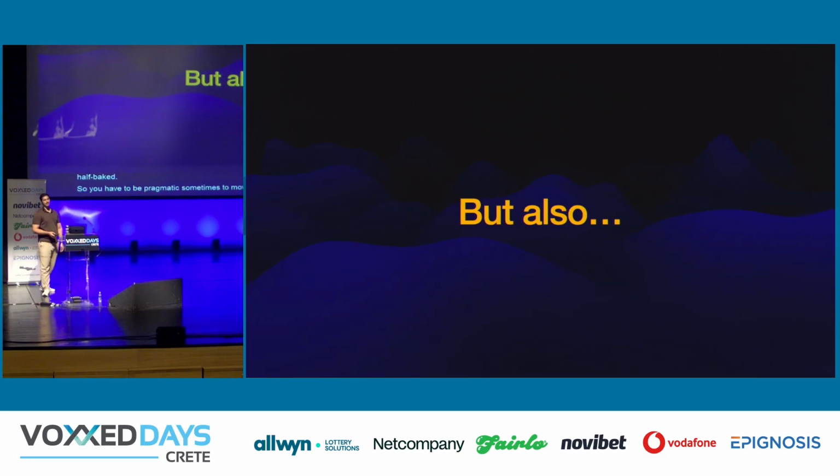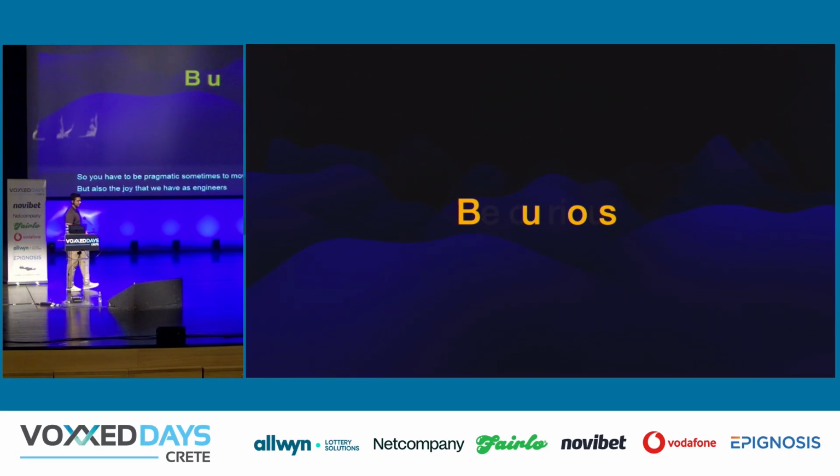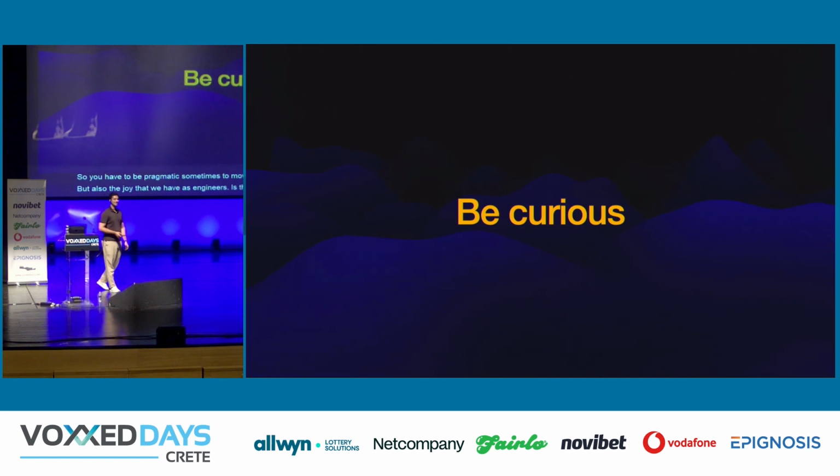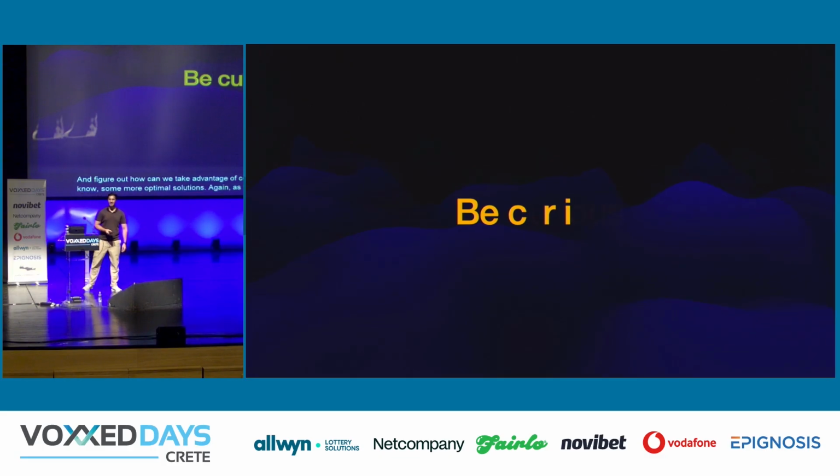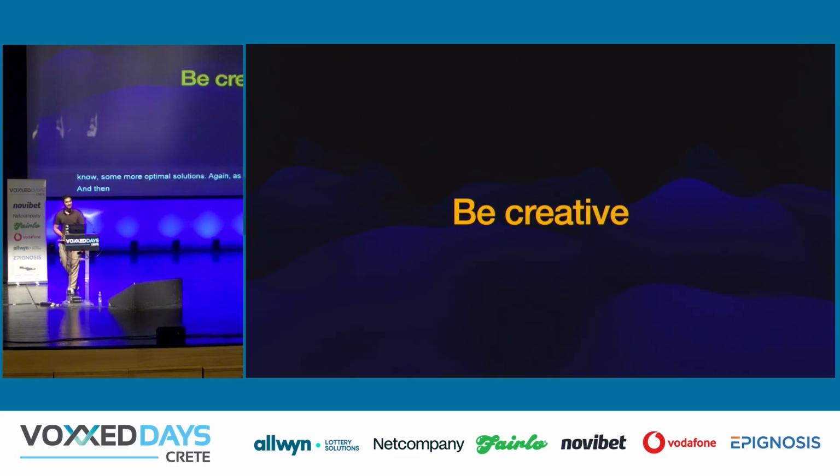But also the joy that we have as engineers is that sometimes we can go down rabbit holes and be curious and figure out how we can take advantage of certain things around us to have more optimal solutions, again, in suboptimal conditions. And then just be creative at the end of the day. It's not ideal sometimes to work around all of this stuff. The fun fact is this architecture stayed in place for 2 years. We were never able to make that endpoint for 2 years, so it was useful in this case.